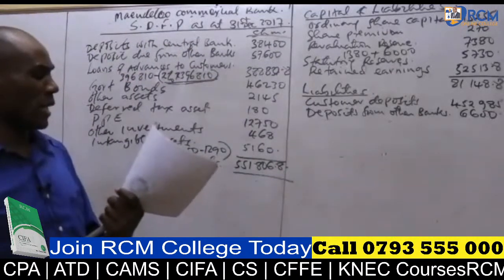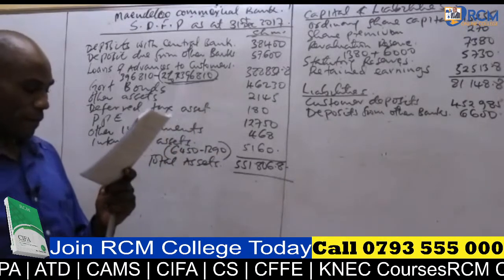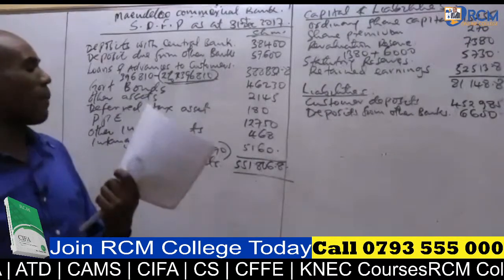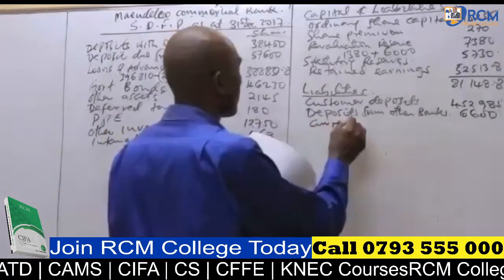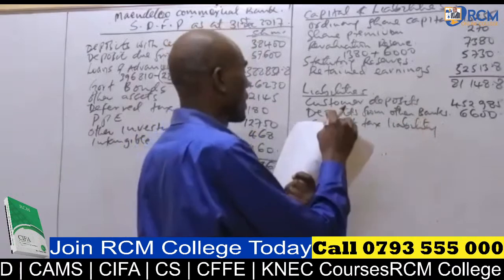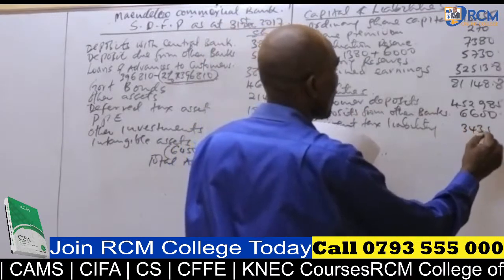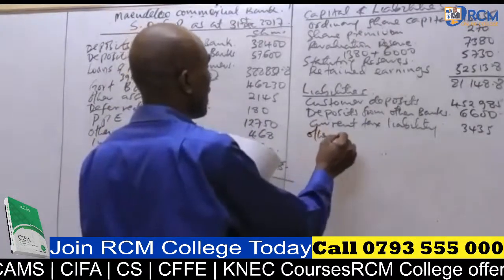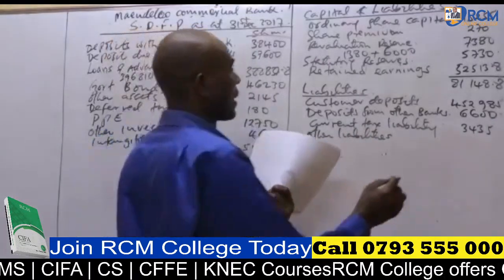Then we have what else? We have other liabilities. First, we have current tax liability 34, 35. Then we have other liabilities 3,300.